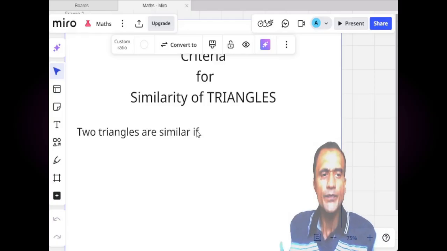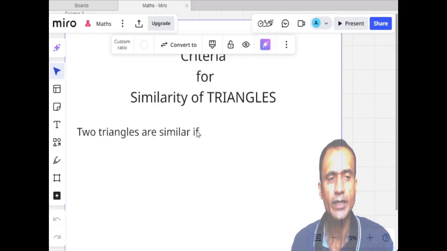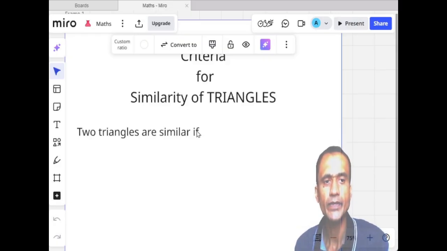So in the last video, we studied the meaning of similarity, and we also studied some theorems, like: if a line is drawn parallel to one side of a triangle, and it cuts the other two sides at two distinct points, then that line divides the other two sides of the triangle in the same ratio, and the converse of the theorem.